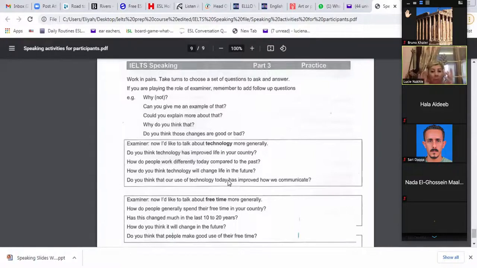Now remember, guys, part 3 is derived from part 2. So if you were asked about a party you went on, part 3 could be about people's activities or people's habits in general, etc. Or about society itself in general. If you were asked about a book you've read in part 2, part 3 could be about books in general or libraries or technology or how technology has affected book reading, etc.